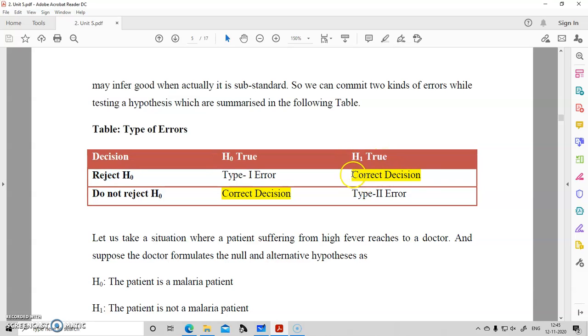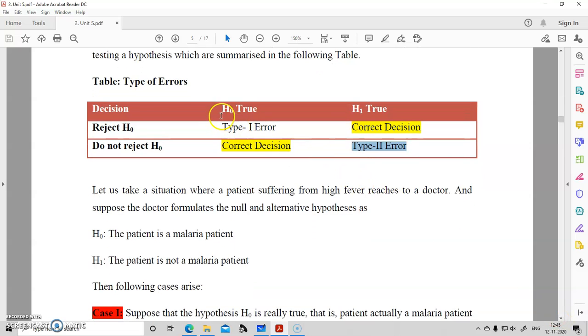then the decision we have taken is the correct decision. Next is do not reject H naught. We are not going to reject H naught, and actually H naught is true. Such a decision is known as the correct decision. Now, do not reject H naught, but H1 is true. Here we have committed an error, which is known as the type 2 error. Type 1 is known as the alpha error. Type 2 is known as the beta error.